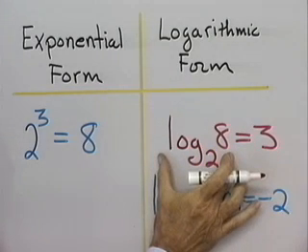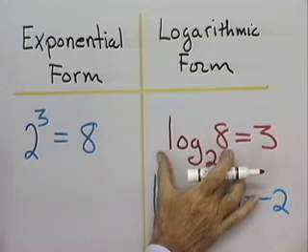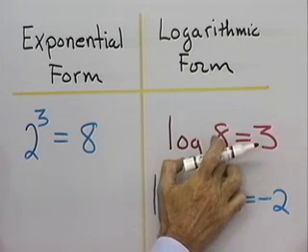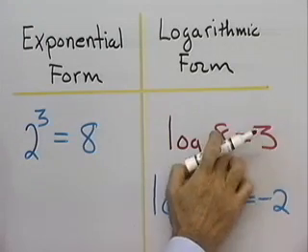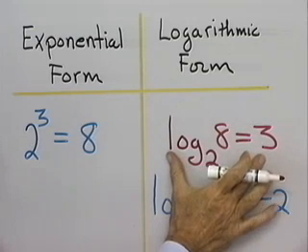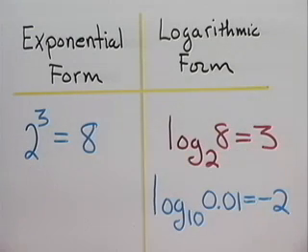So you see this logarithm is an exponent. Specifically, it's the exponent I need on 2 in order to get 8. So 2 to the third is equal to 8. This logarithmic form and this exponential form are equivalent.